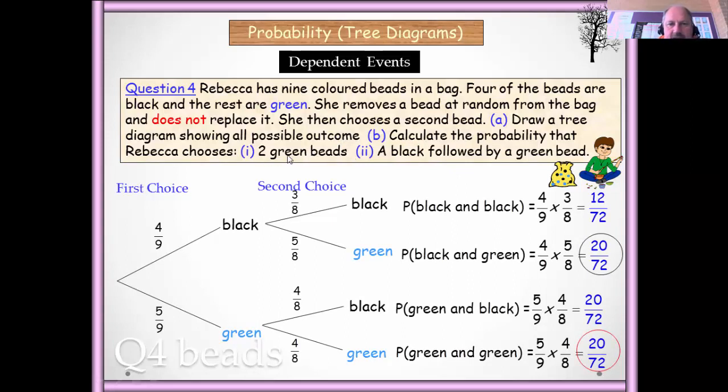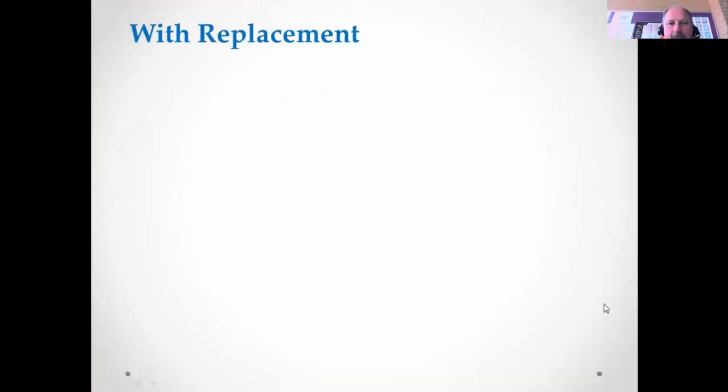Asked to calculate 2 greens, so it's this pathway here. There were 4 black and 5 green. She chooses a green first, then the second time there's only 4 greens left out of the remaining 8. So that's that answer there. A black followed by a green, so it's 4/9 times 5/8.